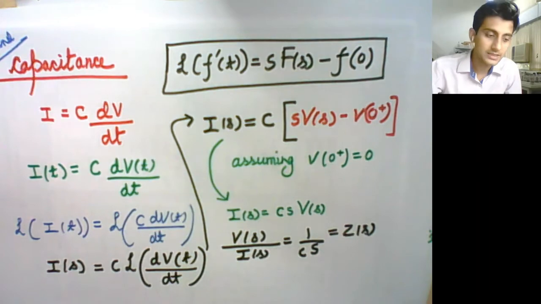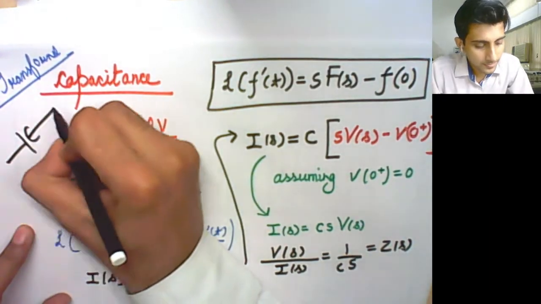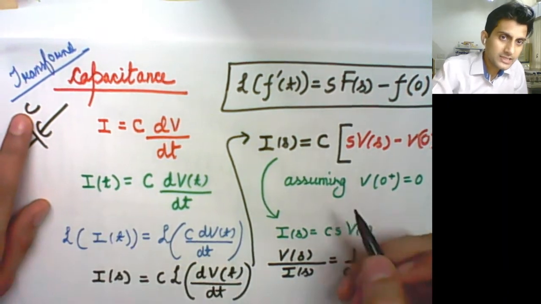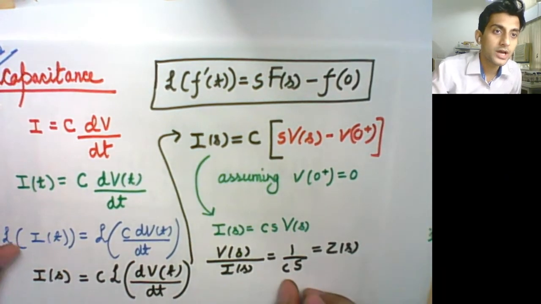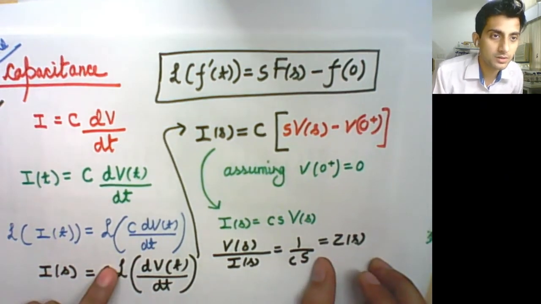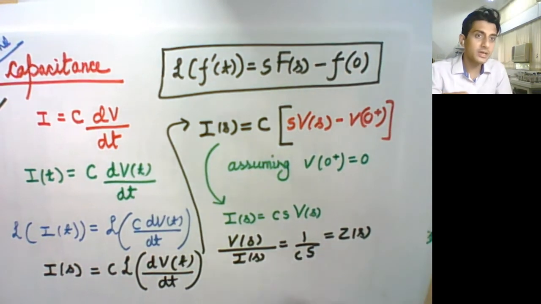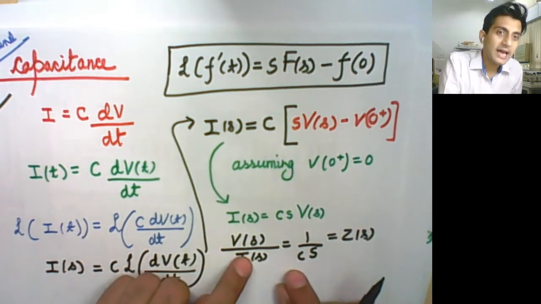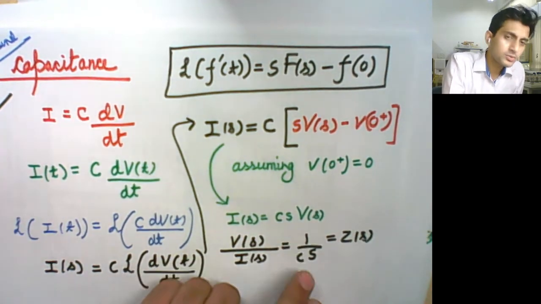So the capacitance which was only C in the time domain becomes 1 upon Cs in the S domain, if you are using impedance representation. And if you see the admittance representation, then it will be equal to Cs only. Because we are looking at it in the form of V by I, that's why it becomes 1 upon Cs.